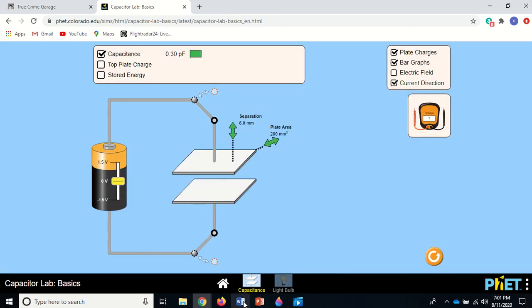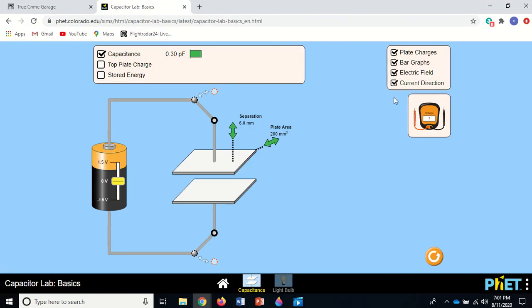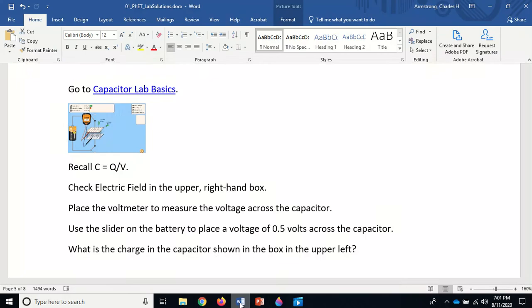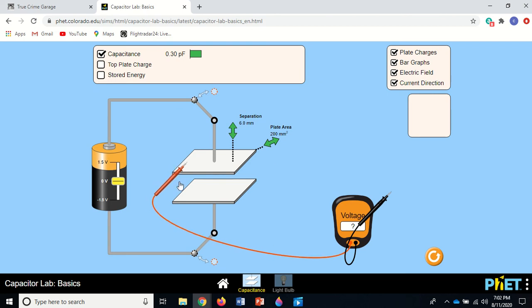So let's see what we're supposed to do here. Recall that the capacitance C in farads is equal to charge Q in coulombs divided by the voltage V in volts. Check the electric field in the upper right-hand box. So if you come back over here, you got electric field here. So we got them all checked. Place the voltmeter to measure the voltage across the capacitor. So we take our voltmeter, we put one here, one down here, 0 volts.